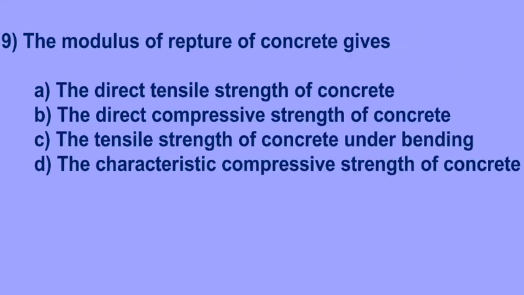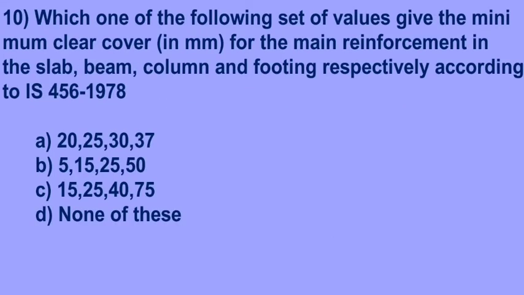Ninth question. The modulus of rupture of concrete gives option A, the direct tensile strength of concrete, option B, the direct compressive strength of concrete, option C, the tensile strength of concrete under bending, option D, the characteristic compressive strength of concrete. And the answer is the tensile strength of concrete under bending. The modulus of rupture of concrete gives the tensile strength of concrete under bending. Option C is the answer. Let's move to the next question.